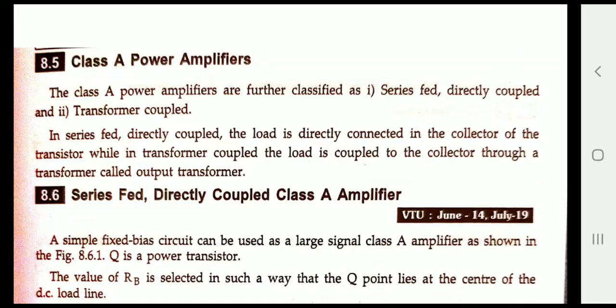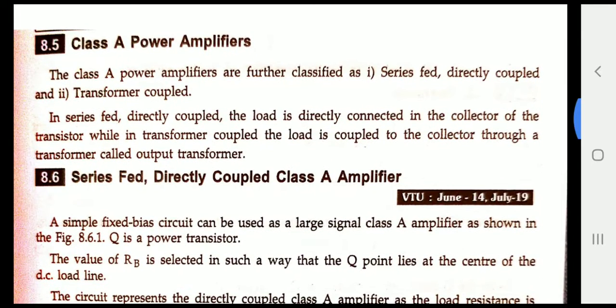Now we will start with the class A power amplifiers. From the classification we have studied, there are 4 types of amplifiers. They are class A, class B, class AB and class C power amplifiers. In that, first we started with the class A power amplifier.